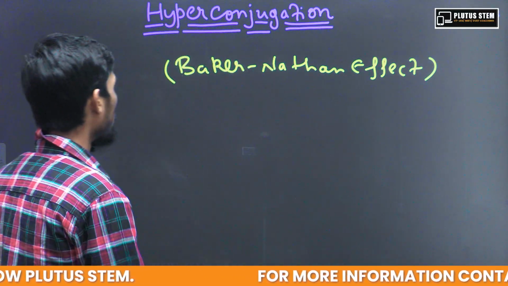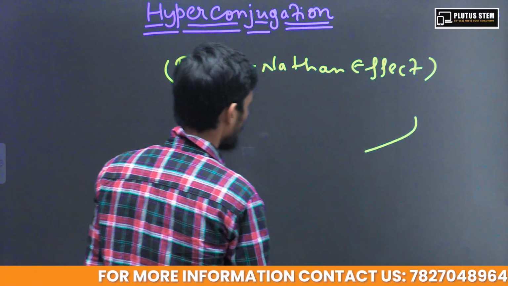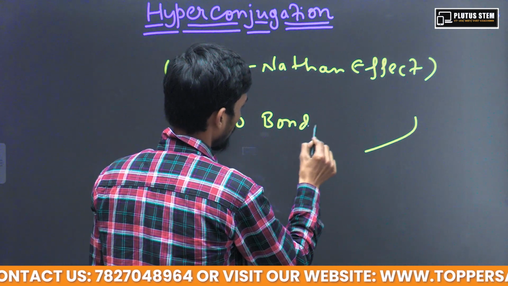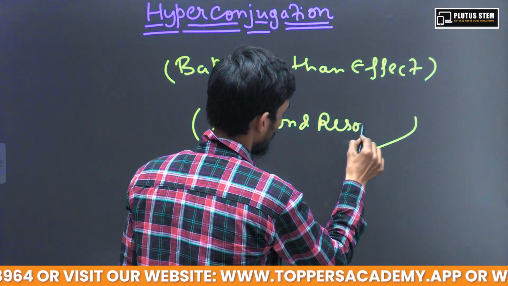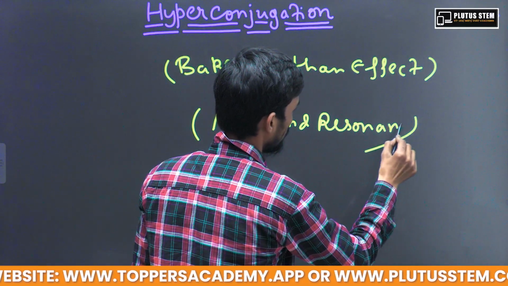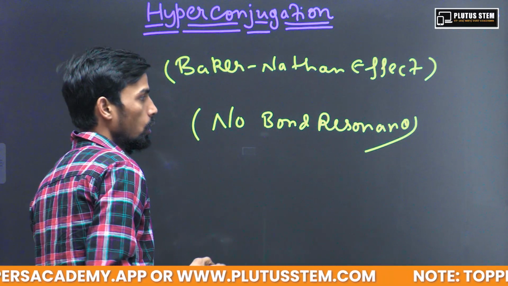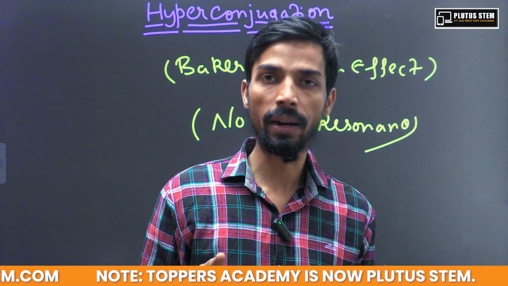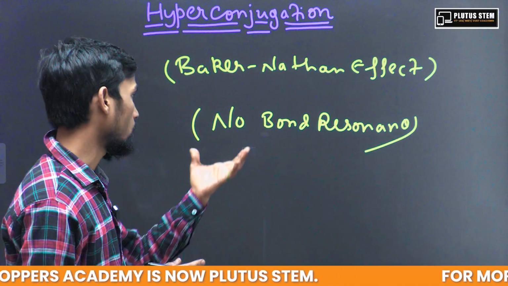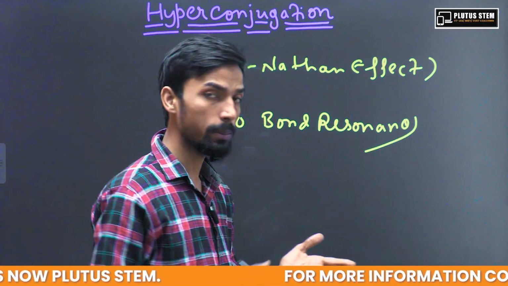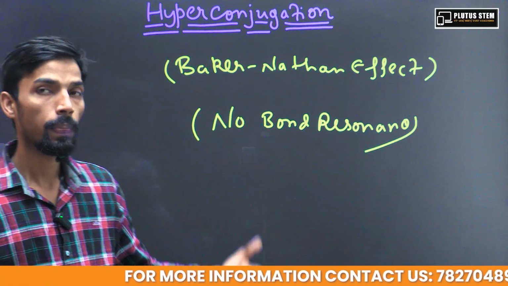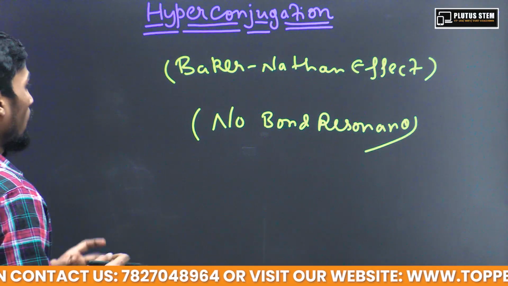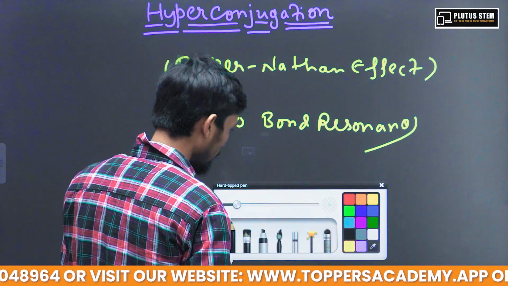That's why it is quite similar, and that's why the name is termed as no bond resonance. So this is a no bond resonance effect. We are going to see why this is termed as no bond resonance instead of the resonance effect. What is the difference between the resonance and this hyperconjugation effect?